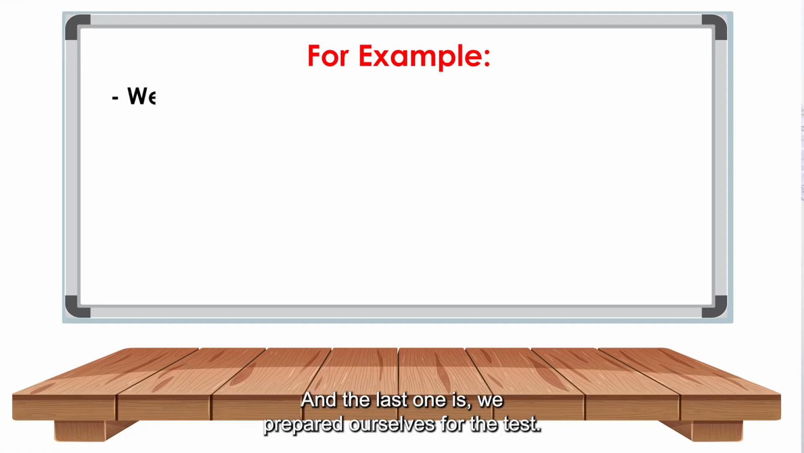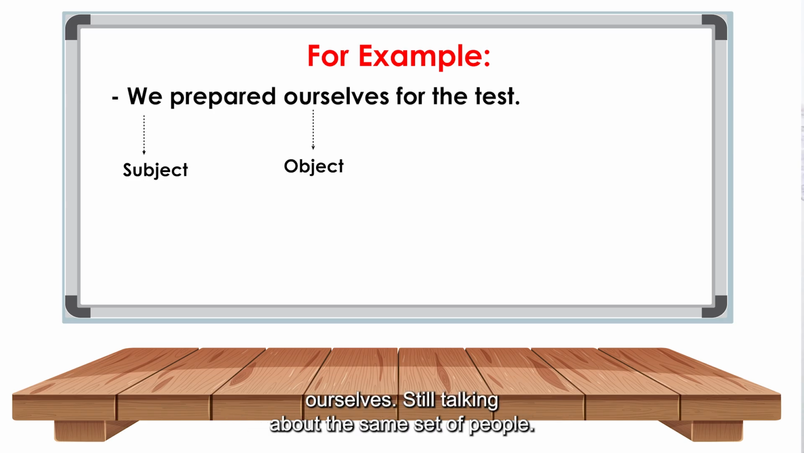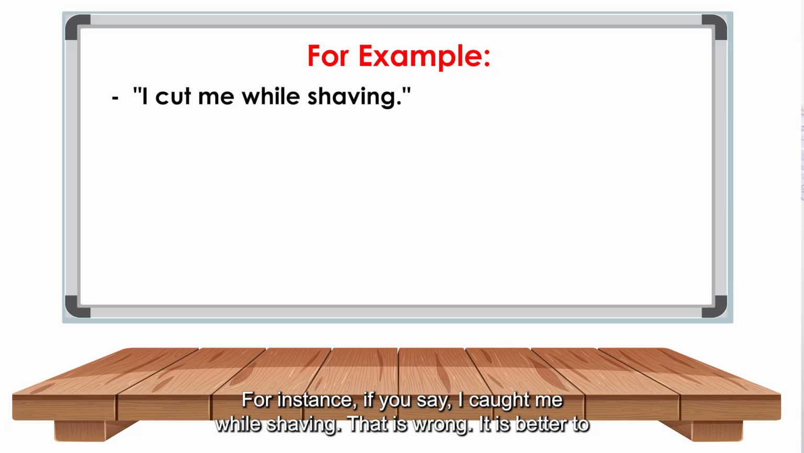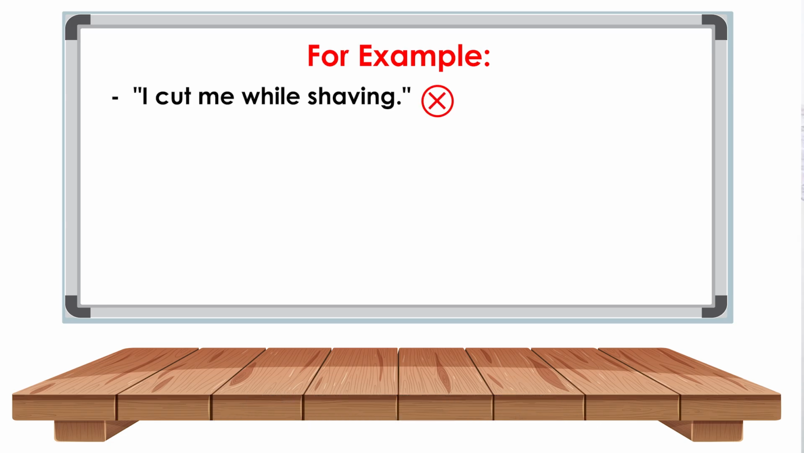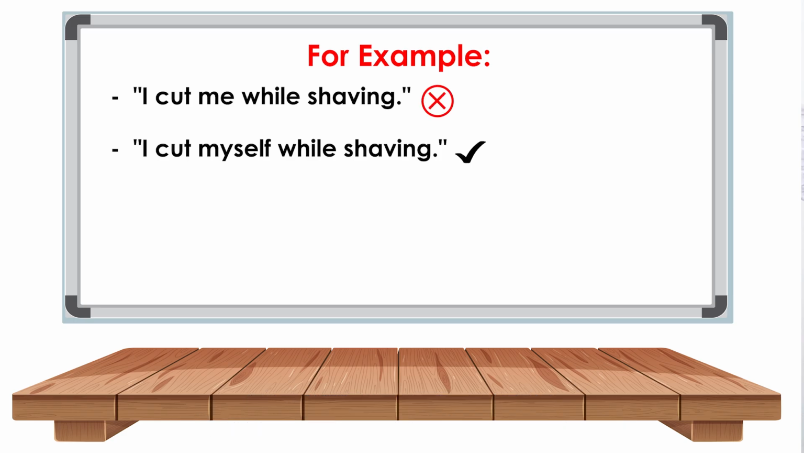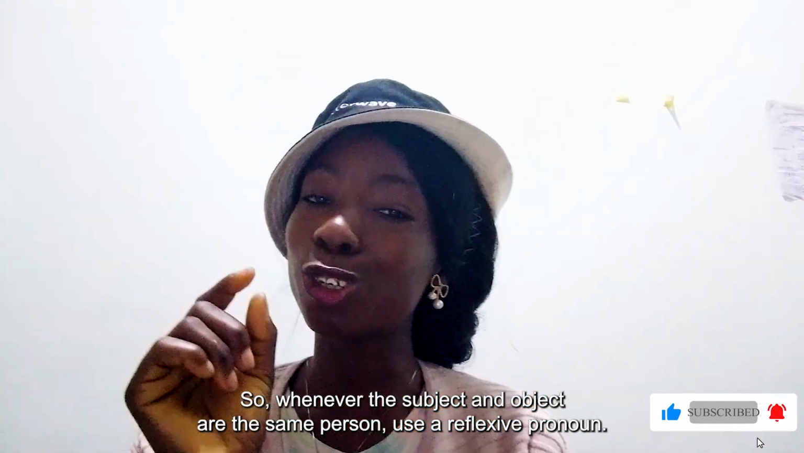And the last one is, we prepared ourselves for the test. The subject here is we, and the object is ourselves, still talking about the same set of people. For instance, if you say, I cut me while shaving, that is wrong. It is better to use, I cut myself while shaving. This is a common mistake that most people make. So, whenever the subject and object are the same person, use a reflexive pronoun.